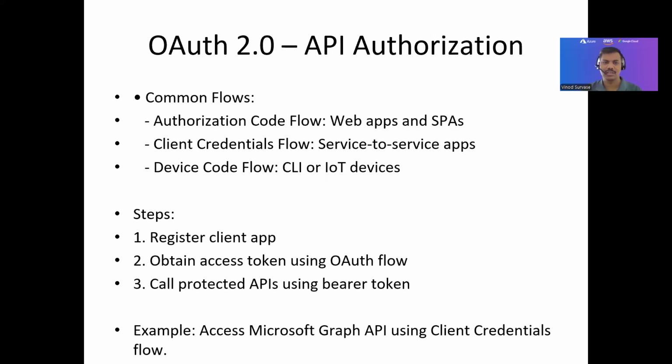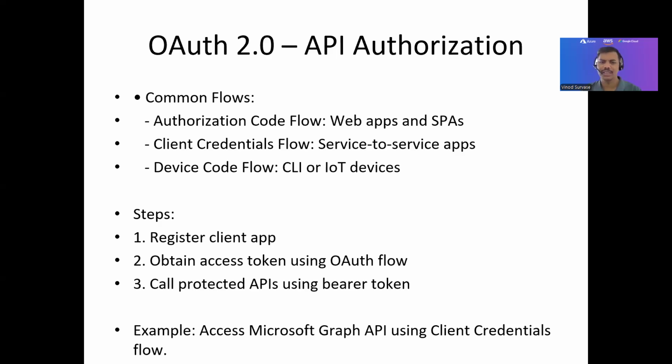The next one is OAuth 2.0, which is the API authentication method, right? These are the common flows, including the authorization code flow for web apps and single page applications. Then the client credentials flow is for service to service applications that we would be leveraging, and similarly the device code flow for CLI or IoT devices in that scenario.